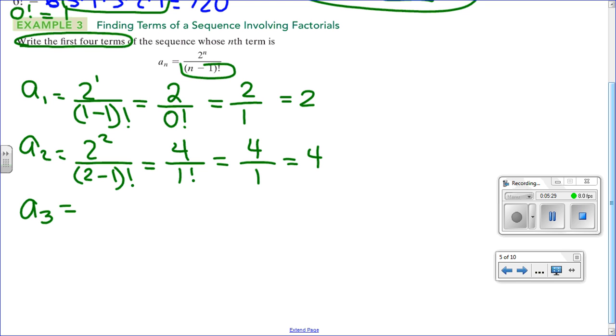Okay, so try to do the next 2 by substituting. And then just occasionally glance at my board so that you're on the right track. You're substituting the n with the subscript. That's what you're doing: the n here for the exponent and the n here inside the parentheses.